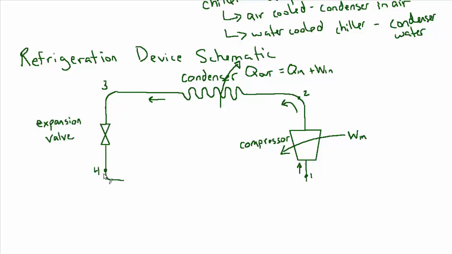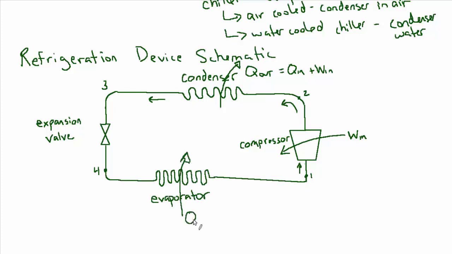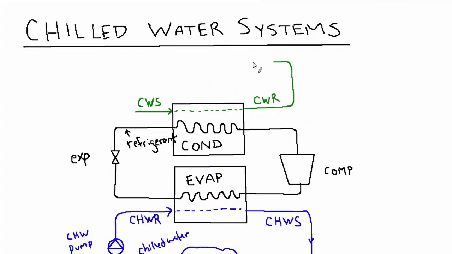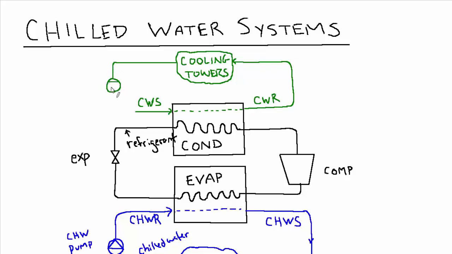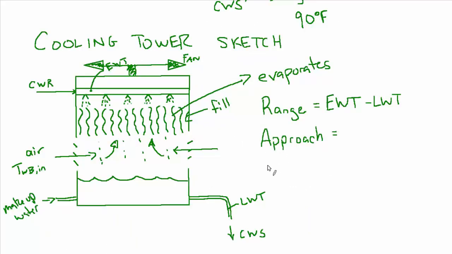Our first topic is refrigeration cycles. We'll break down the cycle in detail, drawing the process schematically and on the pH diagram. Next, we'll talk about chilled water systems. We'll make clear the distinction between chilled water and condenser water and show how they both interact with a water-cooled chiller. We'll go over how cooling towers work, and we'll discuss water-side economization.